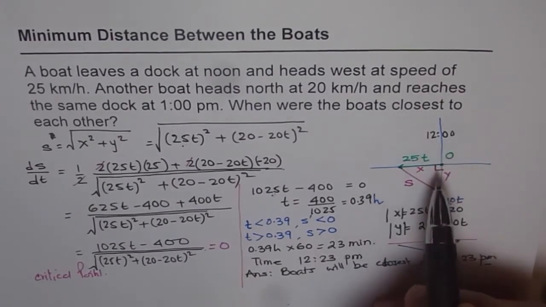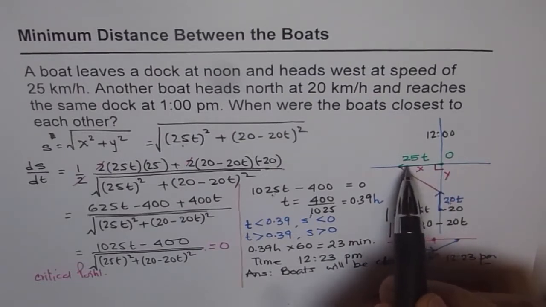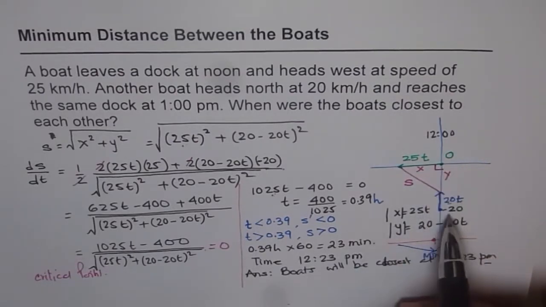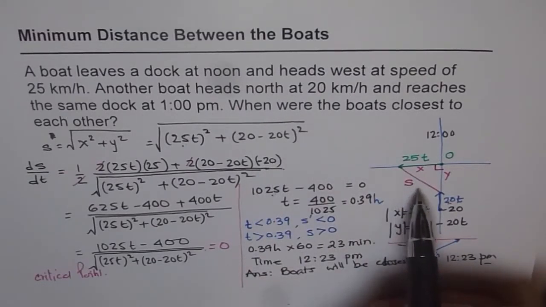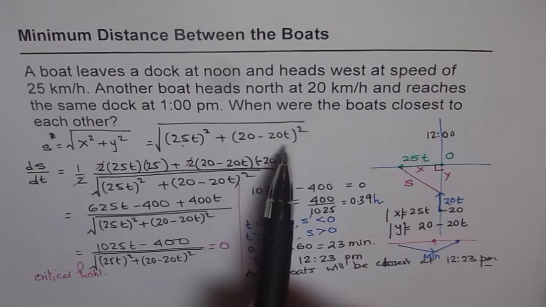So after 12 noon, one boat heads west. So the distance increases at the rate of 25t. So along this, if we make a triangle, the separation will be 25t. And on the other side, since the boat reached this point after an hour, it must have been 20 away. And the distance is decreasing by 20t. So we get the other expression as 20 minus 20t. Now using the Pythagorean theorem, we could relate these two. So we got the separation as the square root of (25t) square plus (20 minus 20t) whole square.